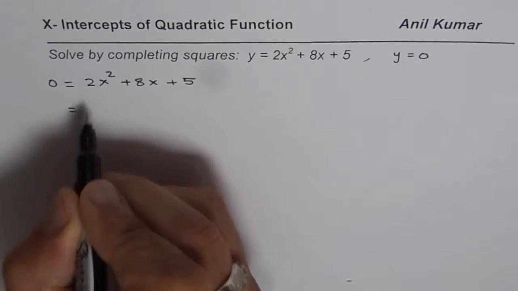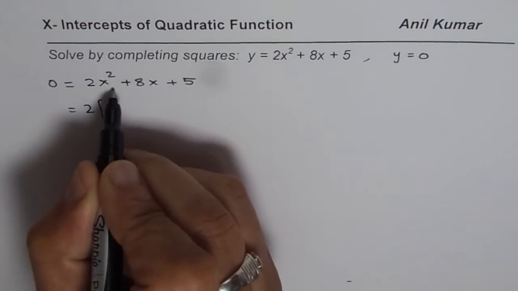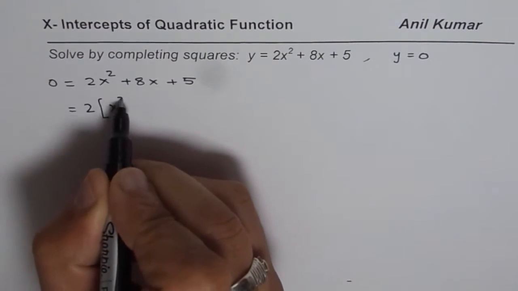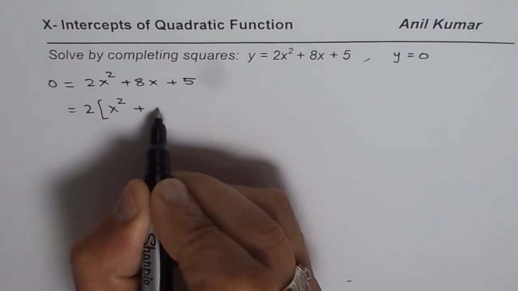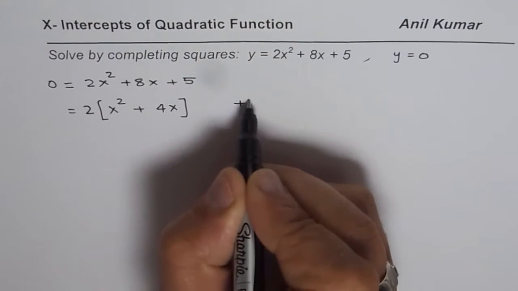In the completing the squares method, the first step is to take the leading coefficient and factor this out from the first two terms only, right? So we have x squared plus 4x. Keep this aside, so just keep it away.